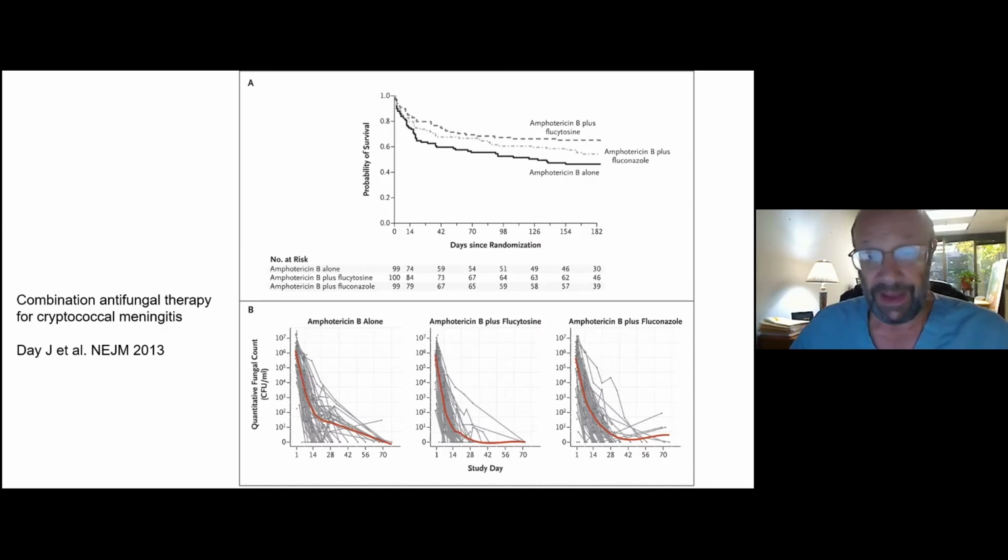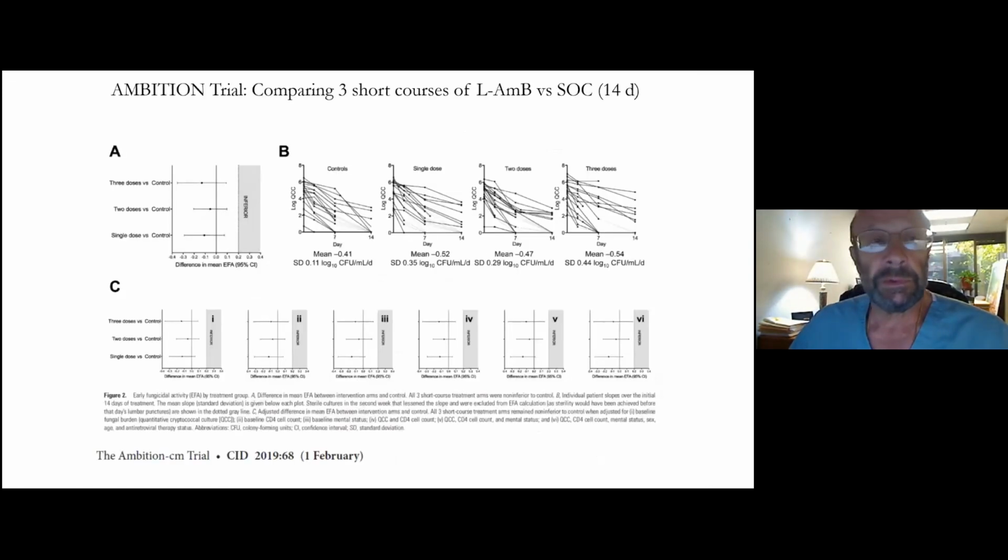Just to show what the EFA looks like and how this correlates, on the bottom panel you can see 3 graphs, and the middle graph shows how rapid clearance with the combination of amphotericin and 5-FC correlates with the best survival in the Kaplan-Meier graph above. And this is just another clinical trial showing that these different regimens led to similar clearance and therefore similar responses to therapy.